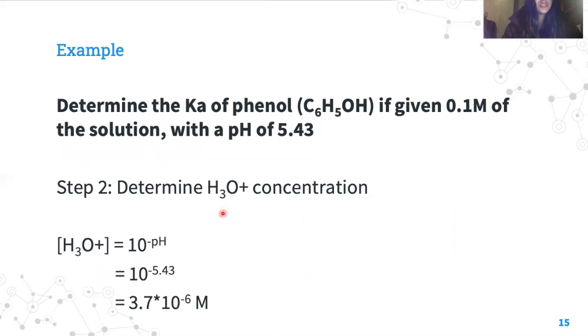The next step is to determine the concentration of hydronium, which can be deciphered by using the formula 10 to the power of the negative pH, and the pH value was of course given in the question. By plugging in the values, we get the hydronium concentration to be 3.7 times 10 to the negative 6 moles. Since this is the value of X in our concentration equation, this value will be used later on in order to determine the Ka.